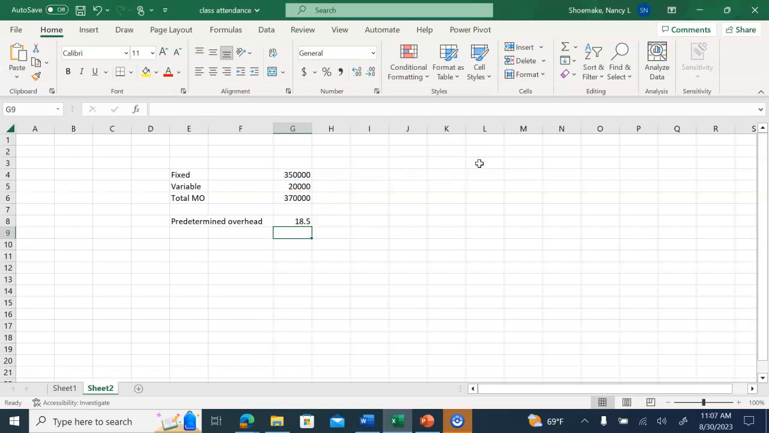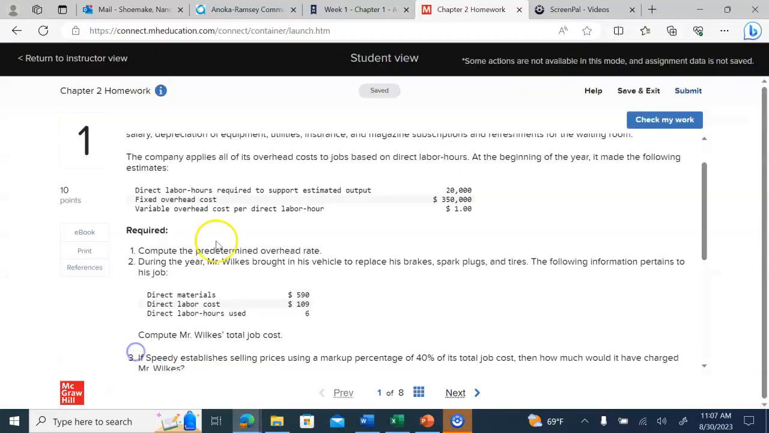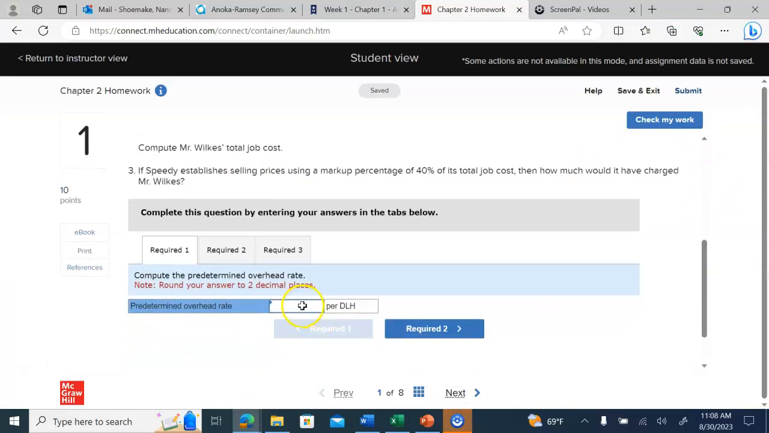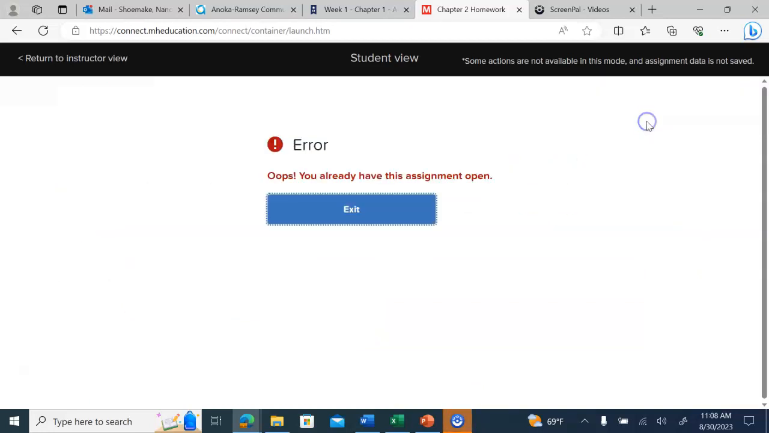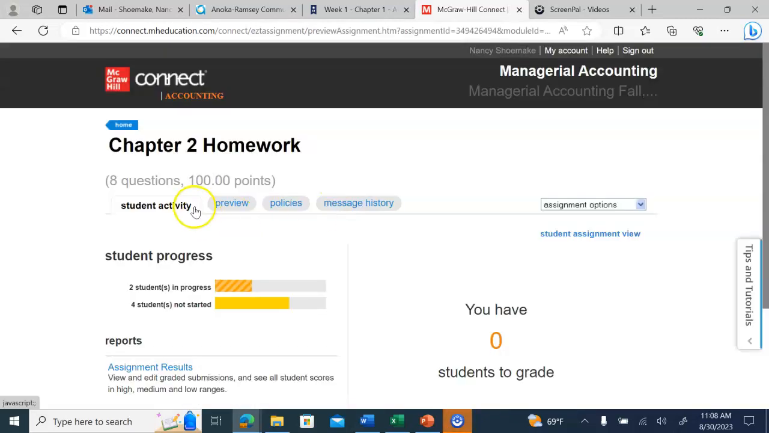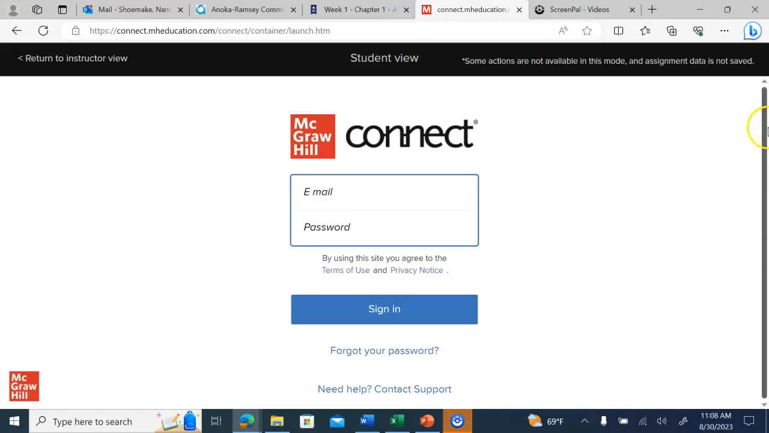Does that make sense? Yes? No? So we've got this one, compute the overhead rate. This should be $18.50 per direct labor hour. You can check your work. Oops, you've already had this assignment open. I don't know what I just did wrong there. So you can check your work.